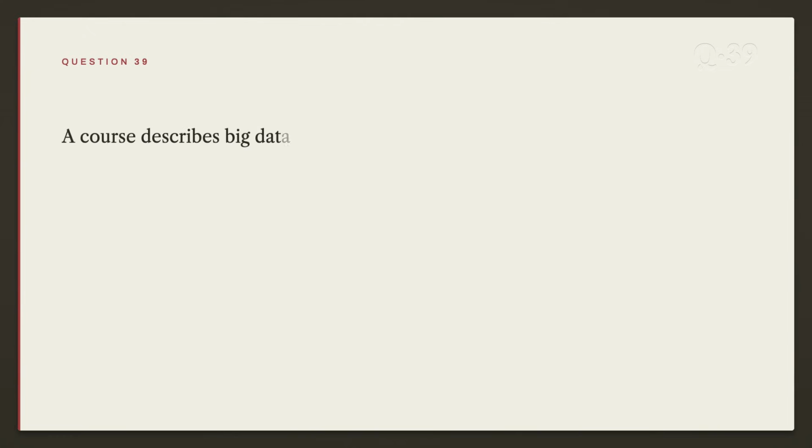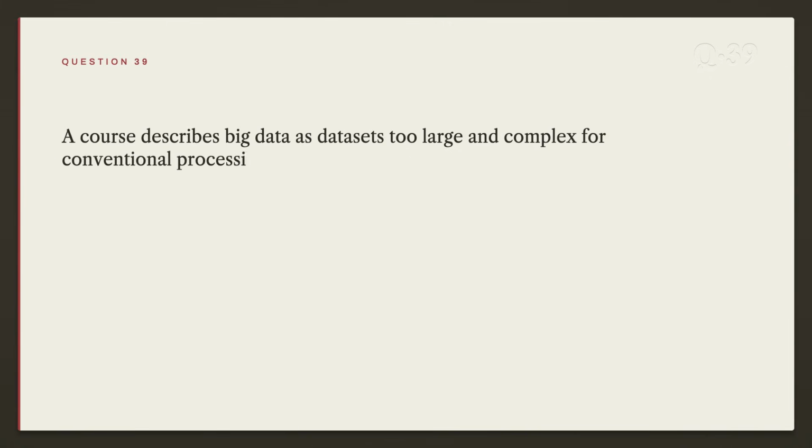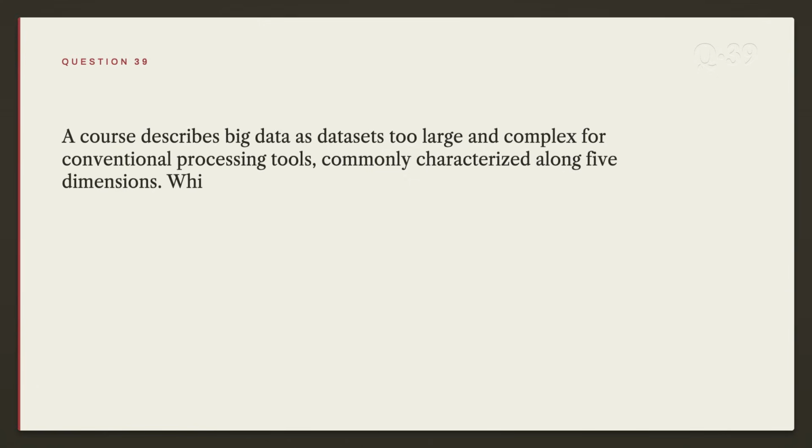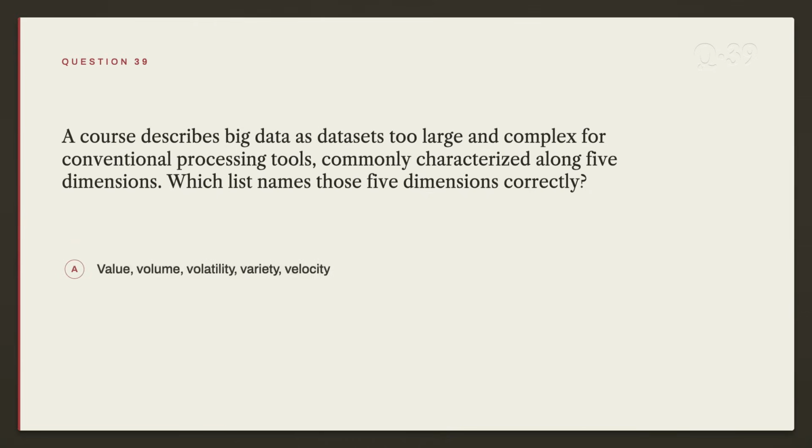Question 39. A course describes big data as data sets too large and complex for conventional processing tools, commonly characterized along 5 dimensions. Which list names those 5 dimensions correctly? Your options are A. Value, volume, volatility, variety, velocity. B. Volume, velocity, variety, variability, veracity.